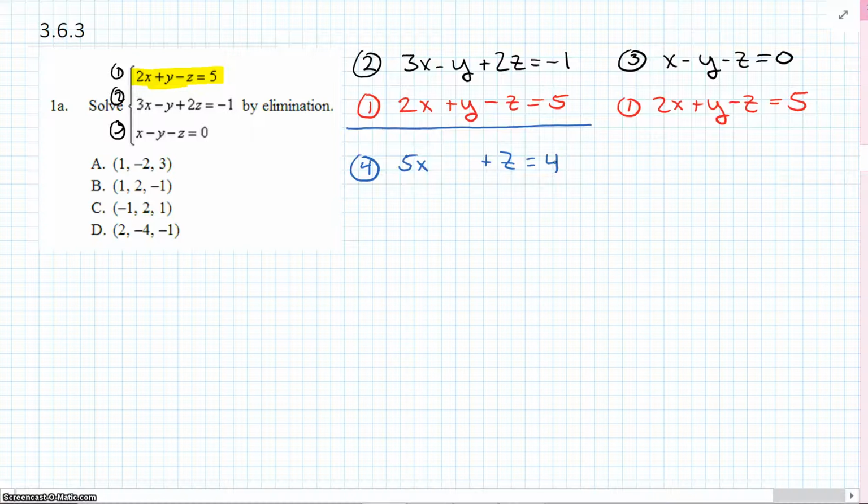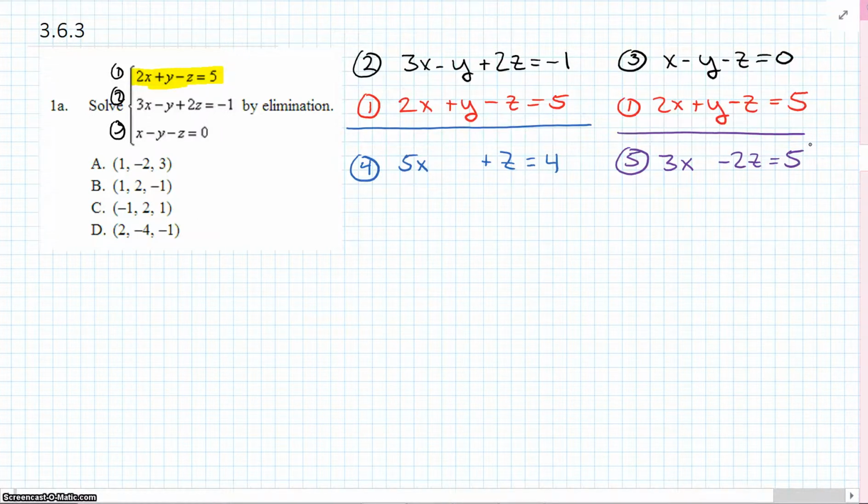So I came up with a new equation. Okay, over on the right side, we're going to come up with a new equation as well. x plus 2x is 3x. Negative y plus y, 0. Negative z plus negative z is negative 2z equals 5.